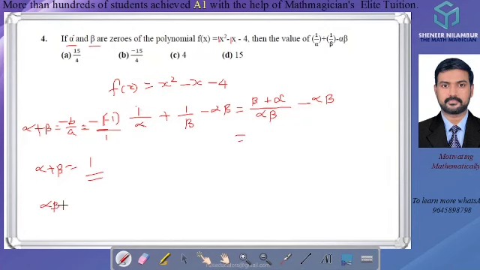Now alpha beta is equal to, we studied that, c by a. C means the constant. Here the constant is minus 4. So minus 4 divided by a. A is 1, the coefficient of x square. So minus 4 by 1 is equal to minus 4.